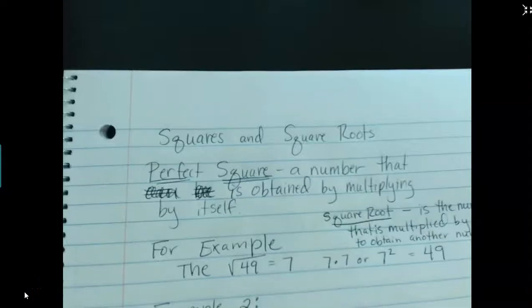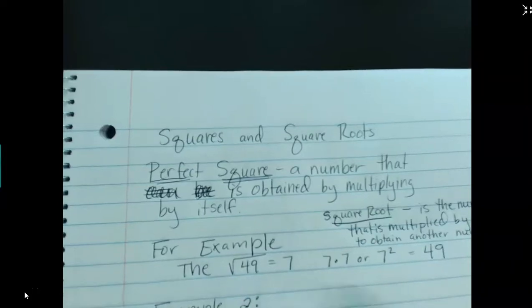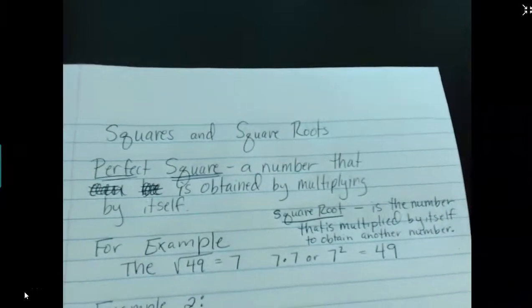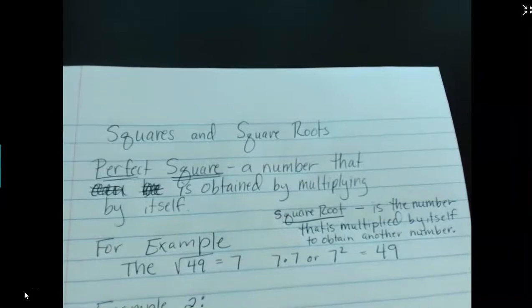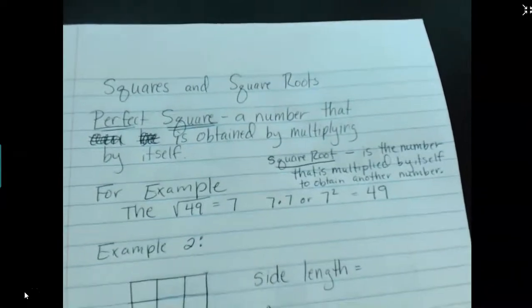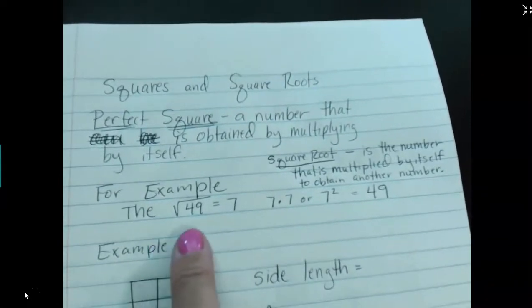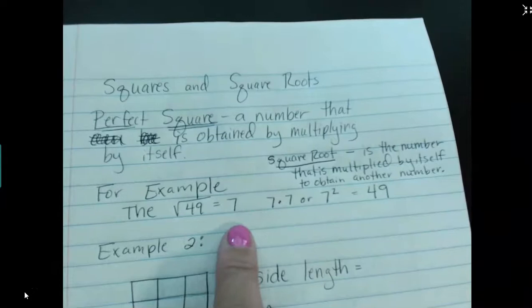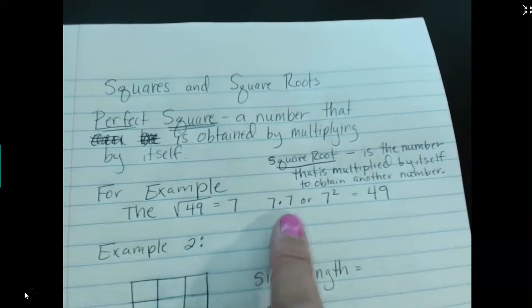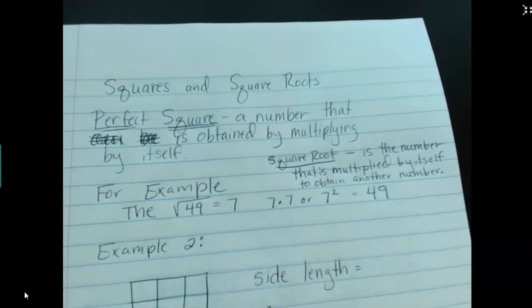Squares and square roots. A perfect square is a number that is obtained by multiplying a number by itself. A square root is the number that is multiplied by itself to obtain the other number. For example, the square root of 49 is 7. 7 times 7, or 7 squared, is equal to 49. The number that is multiplied by itself is 7.